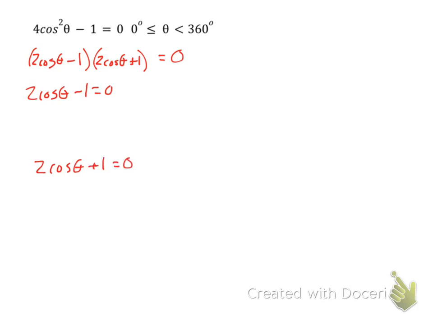Okay, so I'm not going to completely finish it, but it follows the exact same thing as before. So where does cosine theta equal 1/2? And where does cosine theta equal negative 1/2? And again, we are between 0 and 360, so it actually is a fairly simple one with a 60-degree reference angle.